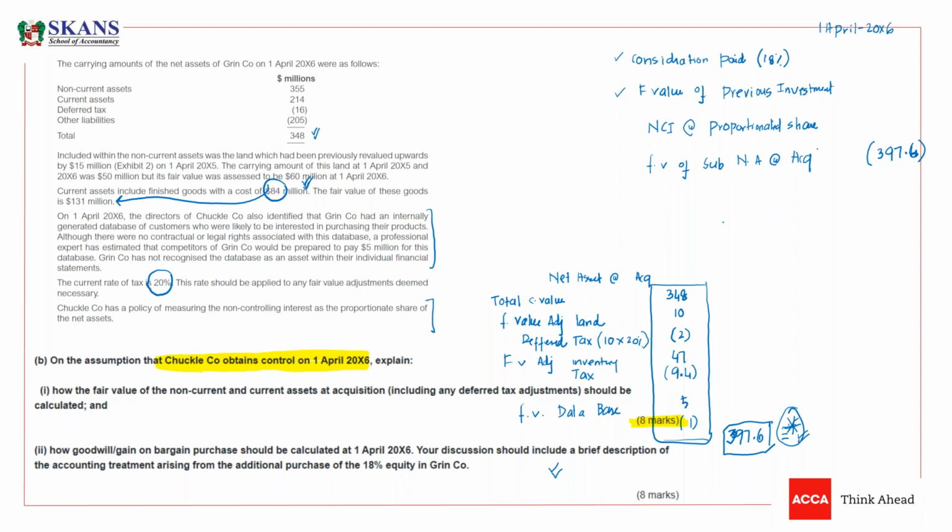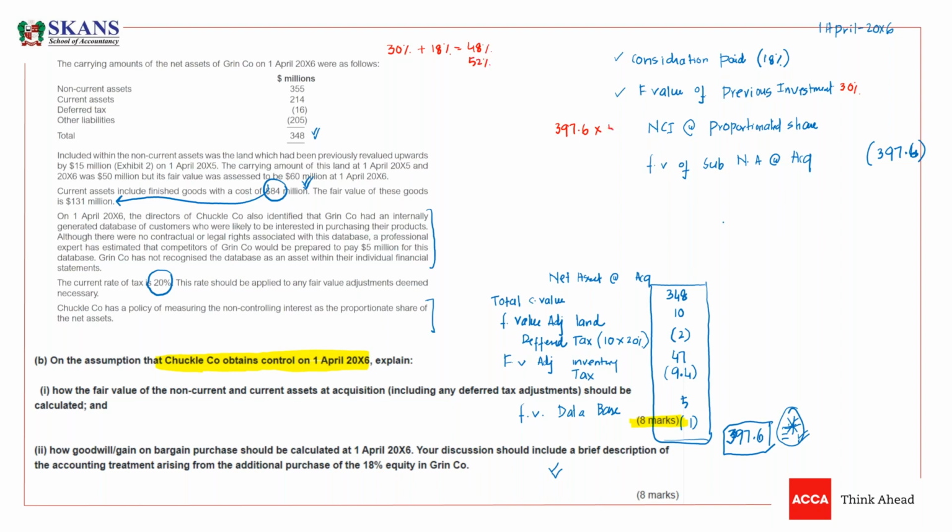Proportionate share is very simple. We can easily calculate proportionate share. So how can we calculate proportionate share? Look, proportionate share of net assets. So you can take net assets, which is 397.6, and apply the proportionate share. What is the percentage of NCI? So we are assuming we have acquired control. Previously, we were 30%. Now we acquired another 18%, and we are saying we have control. So it means NCI would be 52%.